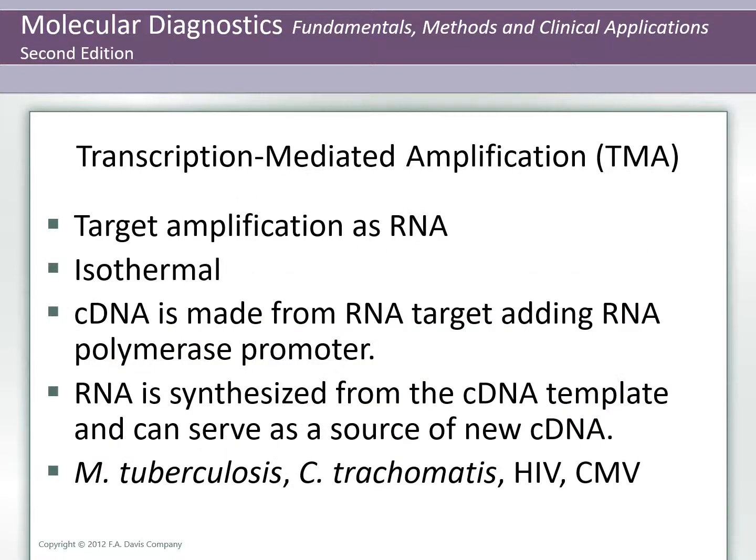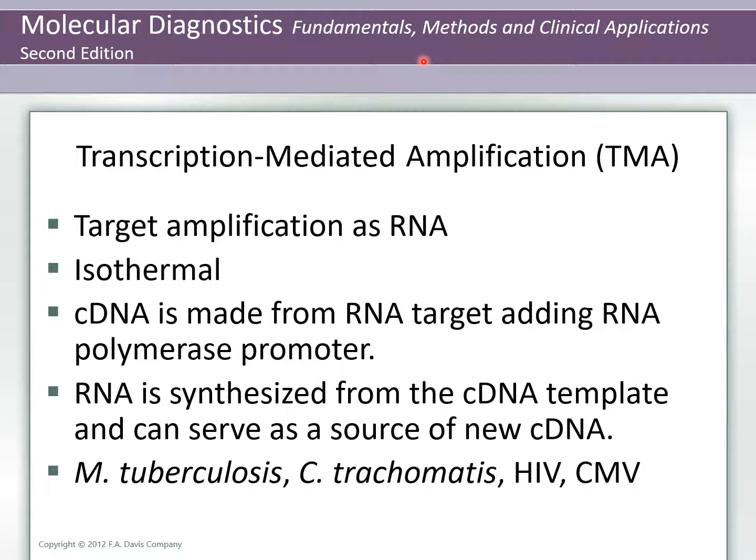The last type of amplification method we'll discuss is transcription-mediated amplification, or TMA. This is a transcription-based amplification system in which RNA is the target instead of DNA. It differs from other nucleic acid amplification procedures in that RNA is both the target and the primary product. A DNA copy is synthesized from the target RNA, and then transcription of the DNA produces millions of copies of RNA.